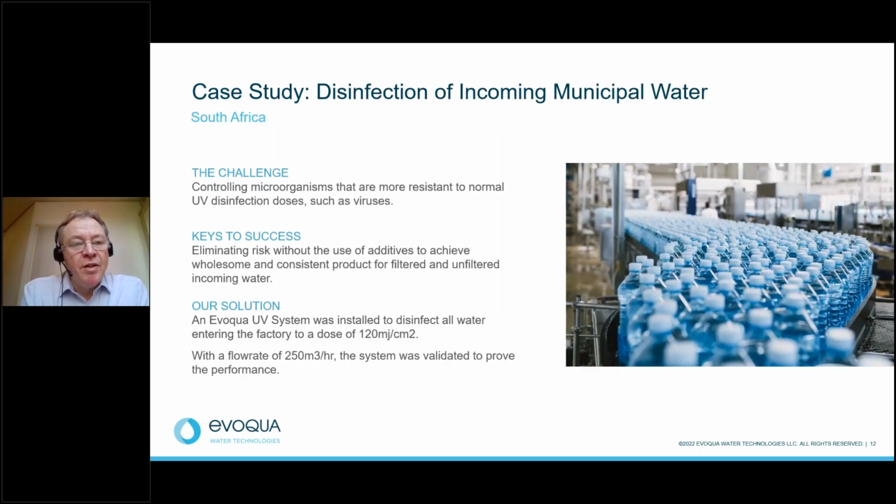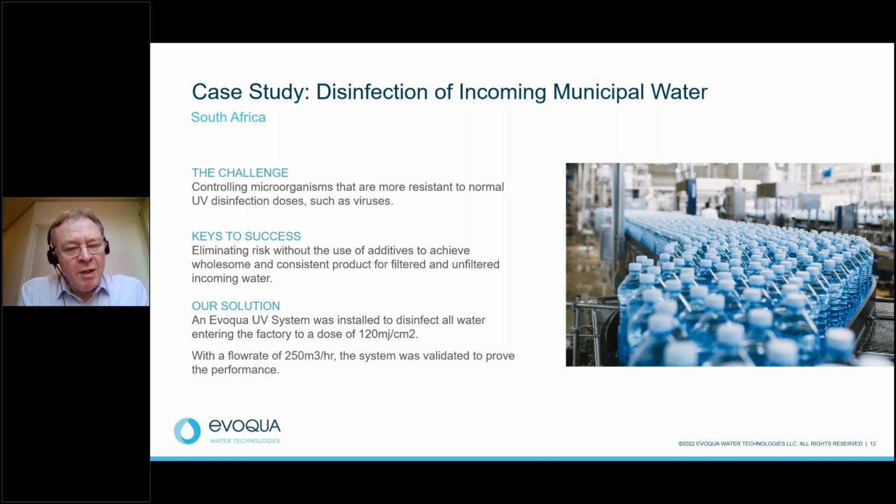And then another case study, which again is about disinfection of incoming municipal water. This is an example from South Africa. The client needed to protect the incoming factory raw water, as the quality of the incoming water could not be guaranteed. There were concerns about organisms that may be more resistant to other treatment processes.